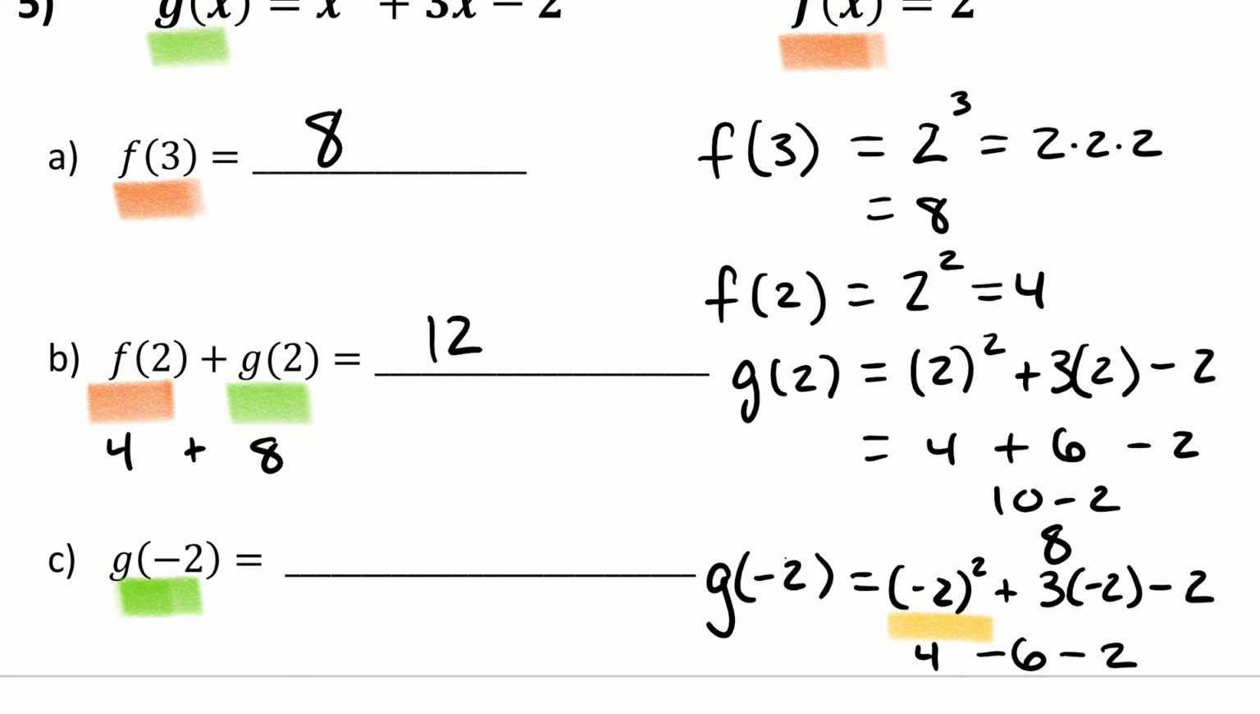So if I look at it, I've got 4 minus 8. Negative 6 and negative 2 is negative 8. So this is 4 minus 8, which is negative 4. So g of negative 2 is negative 4.